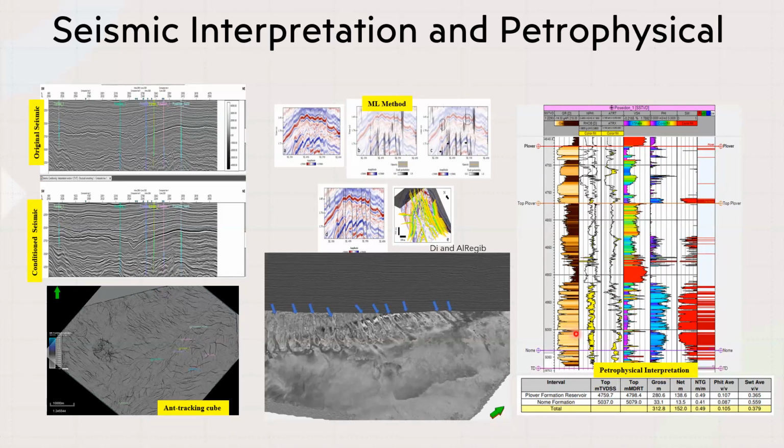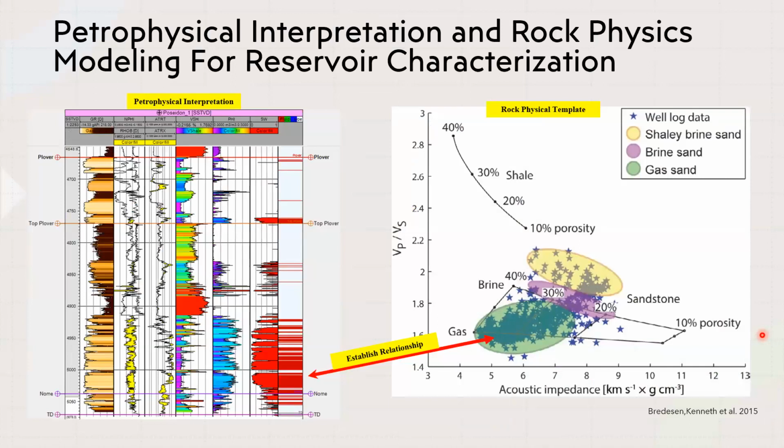And also on the right side, we have the petrophysical interpretation of this log. Then also another one is petrophysical interpretation for rock physics modeling for reservoir characterization. When you come up with this petrophysical interpretation, then you can come up with this rock physics template. In those different templates, we have QP, QS, VP/VS, and acoustic impedance. Based on that, you can also predict the gas, brine, and you can look at the porosity and the shale volume. So everything you can have.